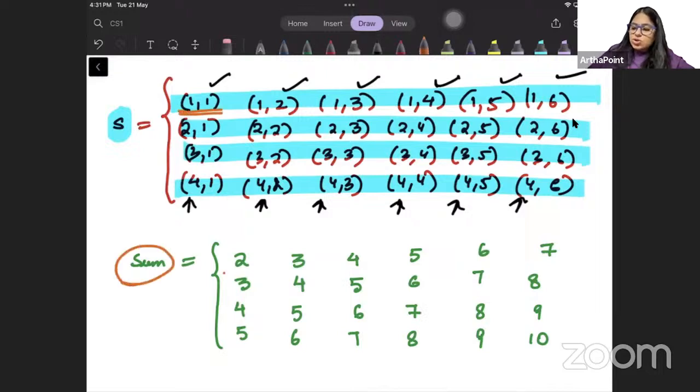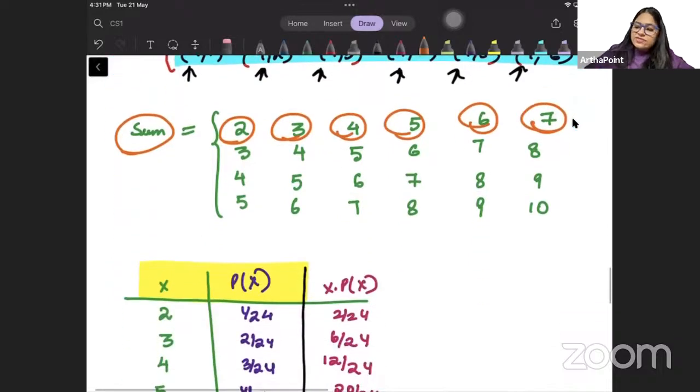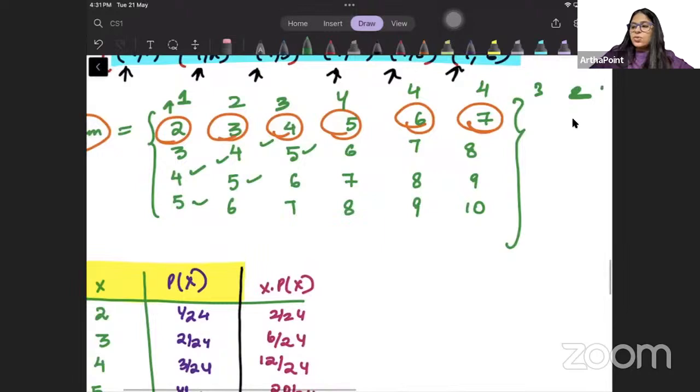Now we are accounting the sum. So 1 plus 1, 2; 1 plus 2, 3; 1 plus 3, 4; 1 plus 4, 5; 1 plus 5, 6; 1 plus 6, 7. Like this, I have written the sum everywhere. Now I can represent this in terms of frequency. Frequency of 2 will be 1, frequency of 3 will be 2, frequency of 4 will be 3, frequency of 5 will be 4, frequency of 6 is 4, 7 is 4, 8 is 3, 9 is 2, and 10 is 1.